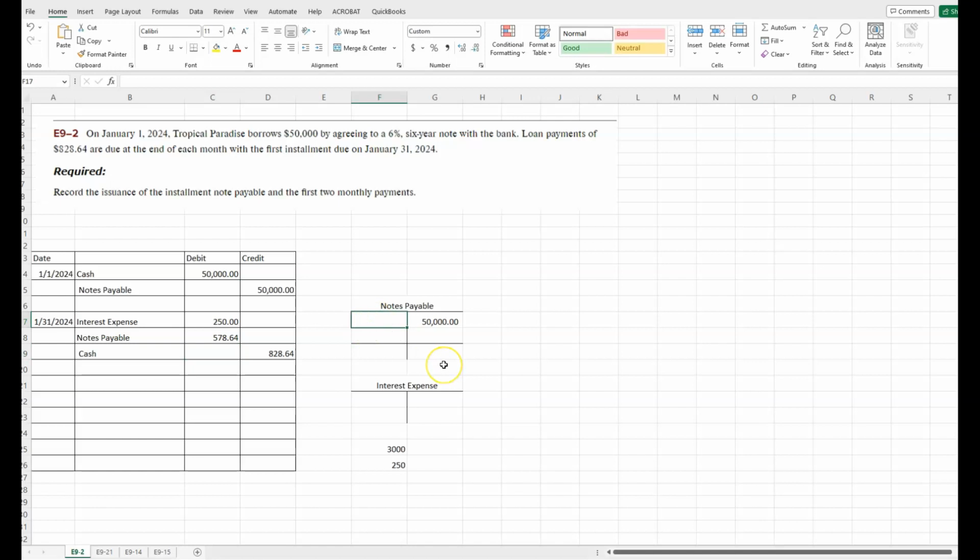$578.64. So we're going to debit $578.64 to notes payable. Oops, we don't want to do that. We want to do this. Okay. And we're going to debit interest expense of $250.